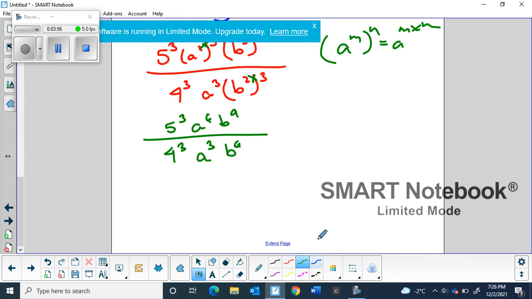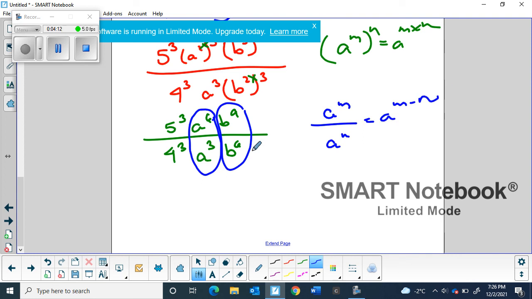And then what we notice is there's actually something else we can do. If you notice, we're dividing two bases that are the same. And so if we have the same base on the top and the bottom, we're going to use our rule a^m over a^n, and we subtract the exponents. So 6 minus 3 is going to be a to the 3, and 9 minus 6 is going to be b to the 3. If we were to expand it, we have 9 b's on top and 6 b's on the bottom. When we cancel out, we're left with 3 b's on top. For a's, we have 6 a's on top and 3 a's on the bottom. If we cancel, we're left with 3 a's on top.